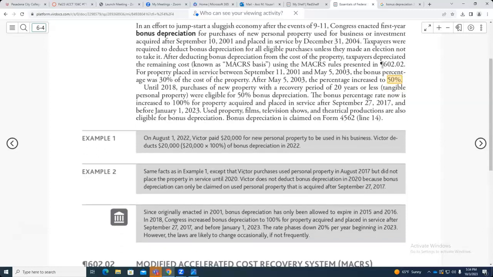Same facts, except that Victor purchased used personal property in August of 2017, but did not place the property in service until 2020. Victor does not deduct bonus depreciation in 2020 because bonus depreciation can only be claimed on used property that is acquired after September 27 of 2017. So if you purchased that before September of 2017, let's say in August of 2017, then the bonus depreciation will not be available to you. Okay.